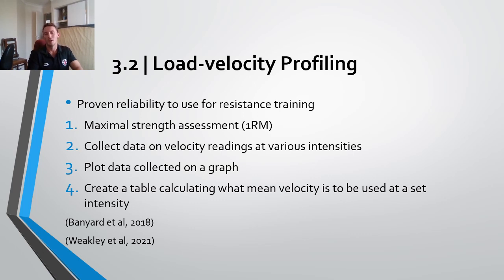Finally, a table can be made to calculate the mean velocity, which can be used in place of the traditional prescription of percentages. This essentially makes the external load redundant, and in its place, velocities are then prescribed.